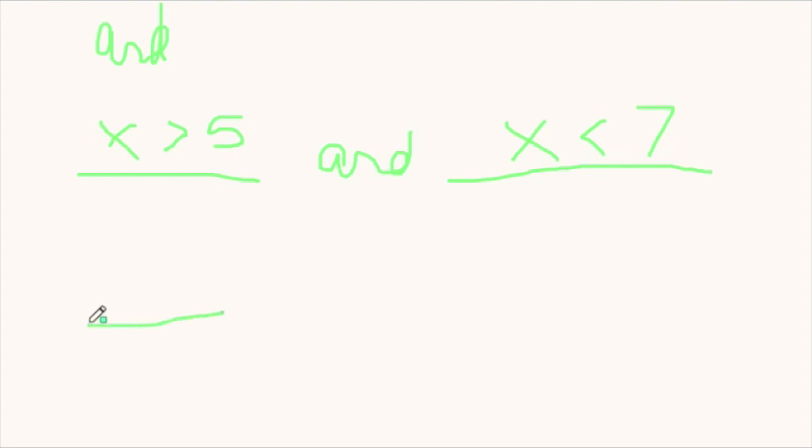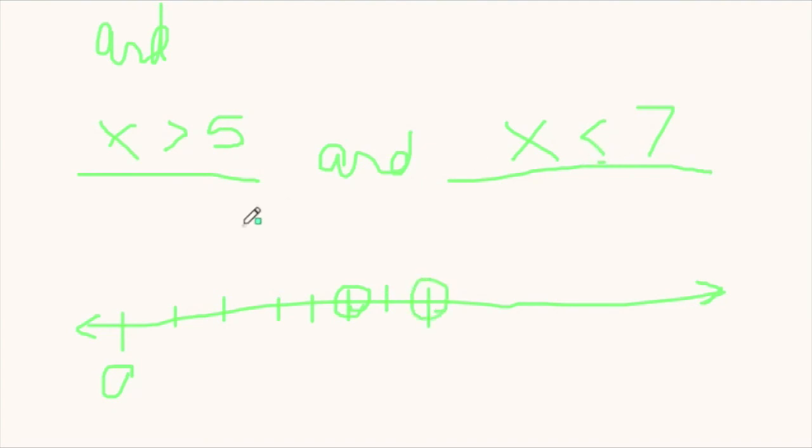And if we draw the number line here, what we do first is we find 5 and 7 on the number line. Let's say this is 0, 1, 2, 3, 4, 5. 5 is going to be an open circle because it's greater than. 6, 7. 7 is also going to be an open circle because of the less than. And to combine these two inequalities, just draw a line between them.